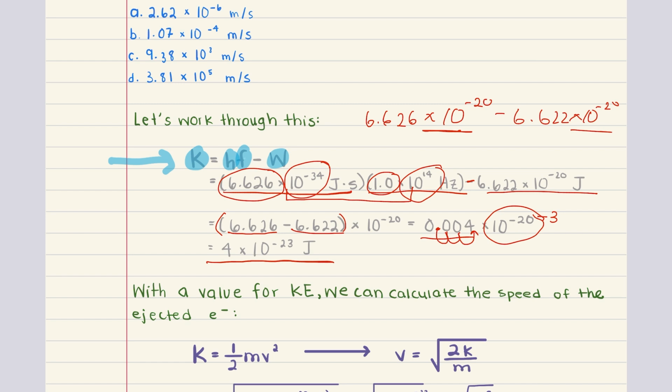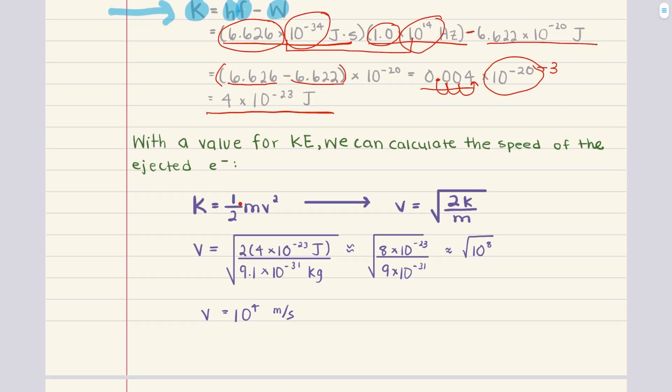From here, we can use the kinetic energy to find the speed of the electrons. We know that kinetic energy is equal to 1/2 mv squared. We're ultimately solving for this v term, so we can rearrange the equation. When we do that, we get that v is equal to the square root of 2K divided by m. K is the kinetic energy we just calculated. M is the mass of the electron.